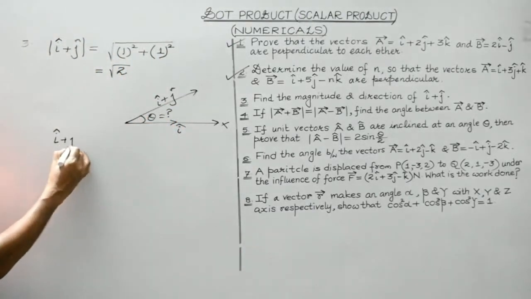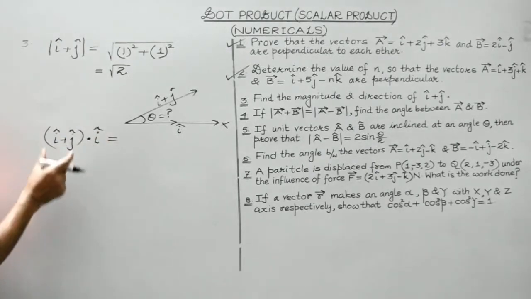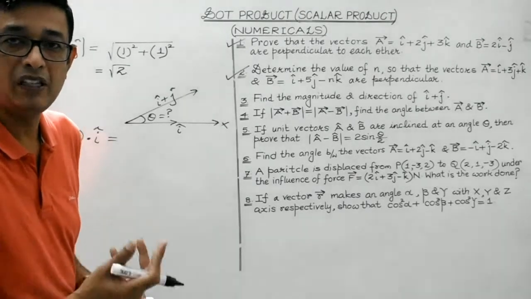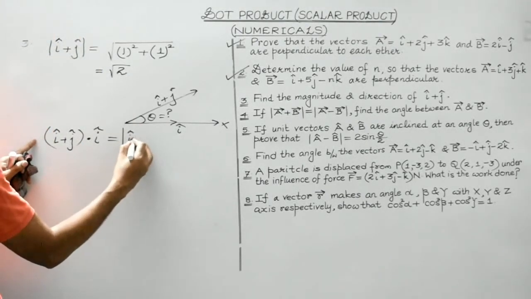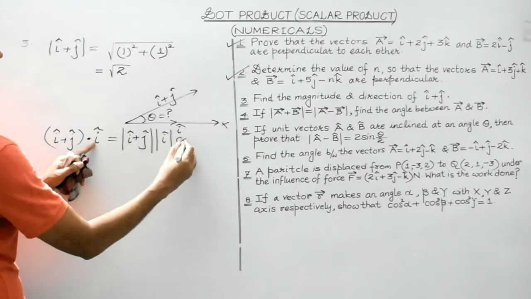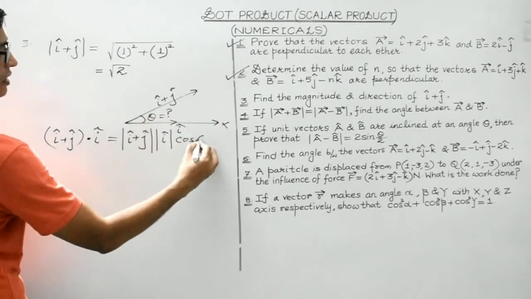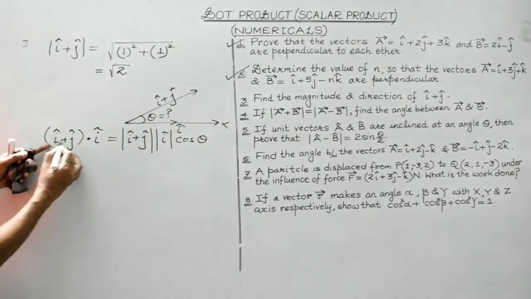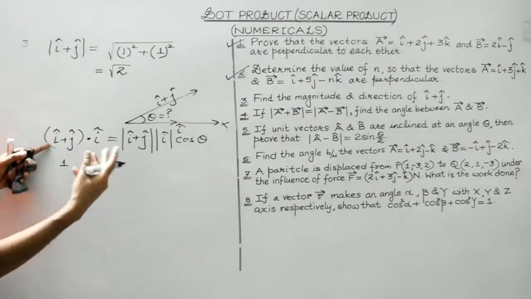So i cap plus j cap dot i cap. This can be considered to be A, this can be considered to be B. A dot B is A into B into cosine of the angle between them. So it will be the magnitude of i cap plus j cap into the magnitude of i cap and cosine of the angle between these two, i cap plus j cap and i cap. The angle between them is theta, which is to be determined. Right? So what do you get? i dot i will be equal to 1 plus j dot i will be equal to 0.